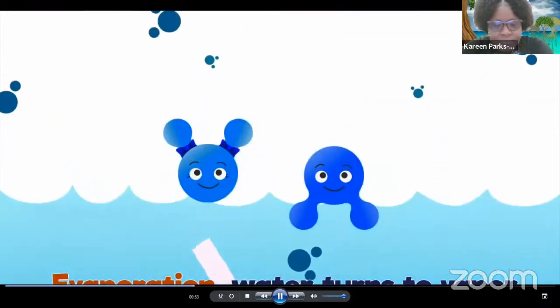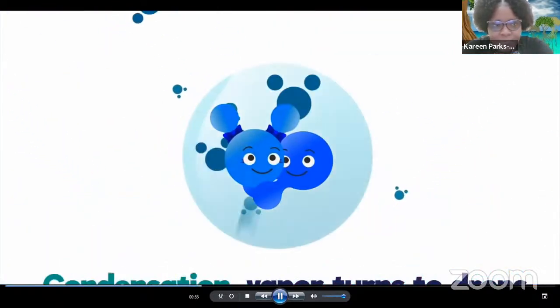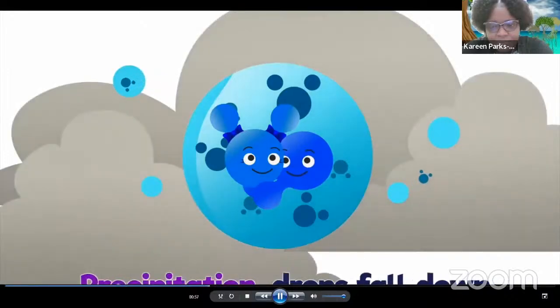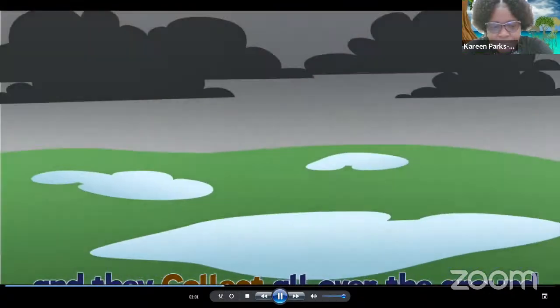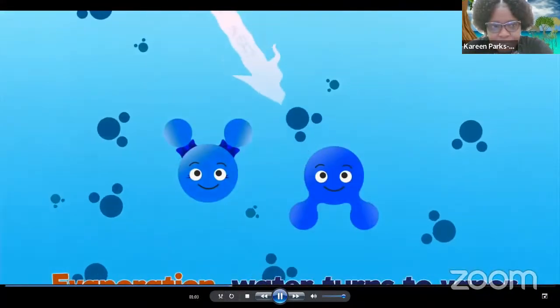Evaporation, water turns to vapor. Condensation, vapor turns to drops. Precipitation, drops fall down and they collect all over the ground.